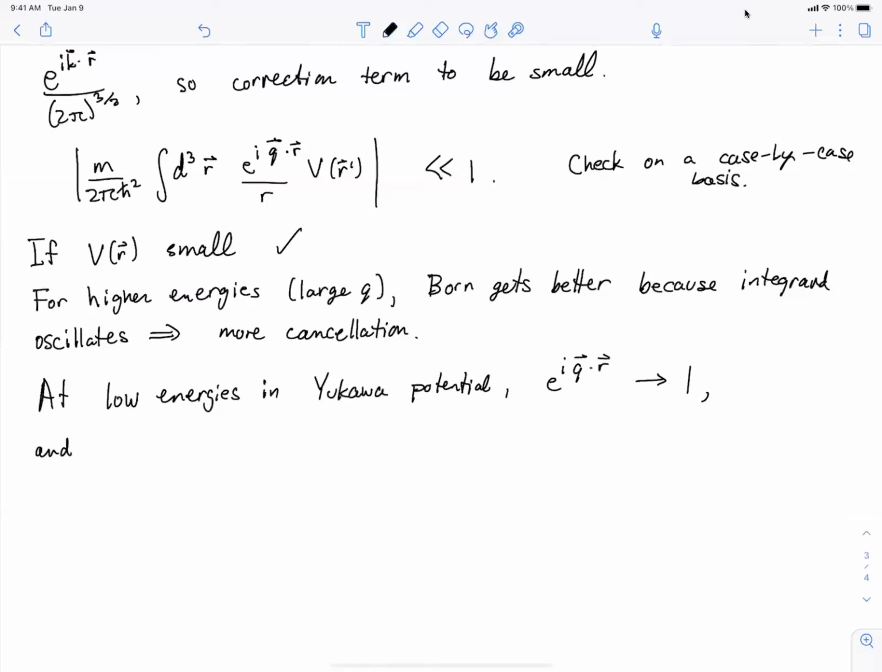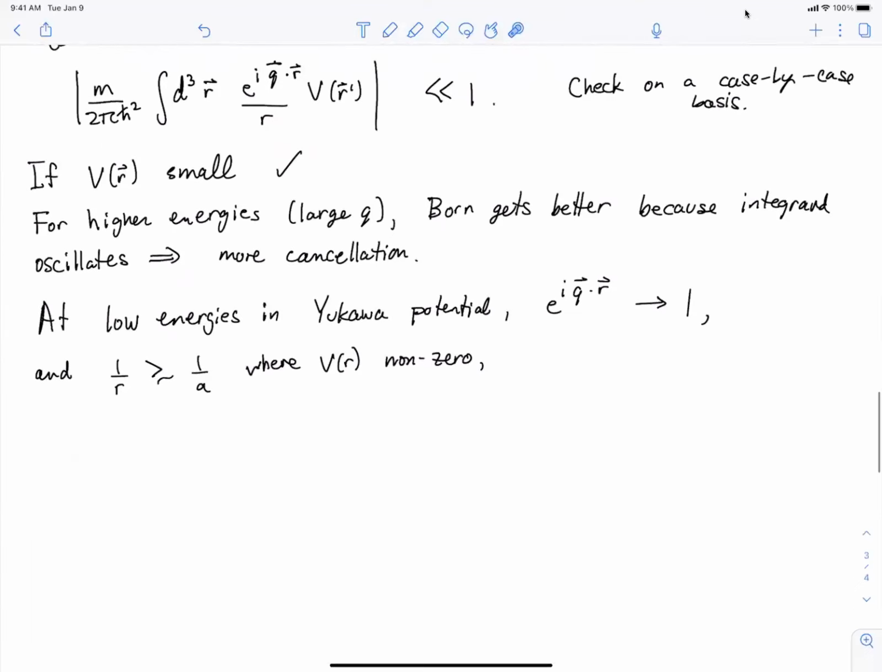And 1 over r within the potential is greater than about 1 over a, as a crude approximation, because when you get farther away than a, the exponential is killing the potential. So this is the region where the potential is non-zero. Okay, and so as a very crude approximation to what's going on with this integral, you can just multiply the value of the potential at r less than a by the volume of it.